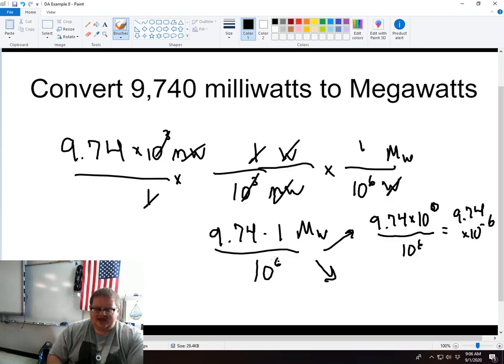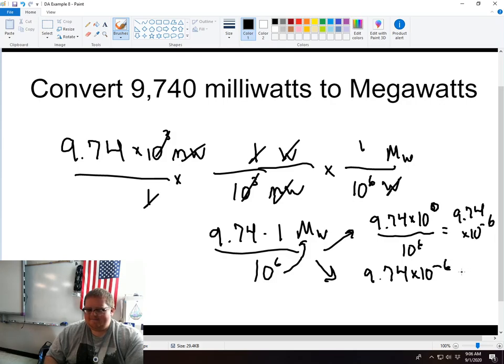Or you could just say, why don't I move this to the top? Remember, if you have a power in the bottom, it becomes negative in the top, and vice versa. If you have a power in the top, it becomes negative in the bottom. So if I move 10 to the 6th up top, it becomes 10 to the negative 6th, and it's 10 to the negative 6th megawatts. Oops, I forgot my unit there. Either way, you get the same answer. It should be 9.74 times 10 to the negative 6.